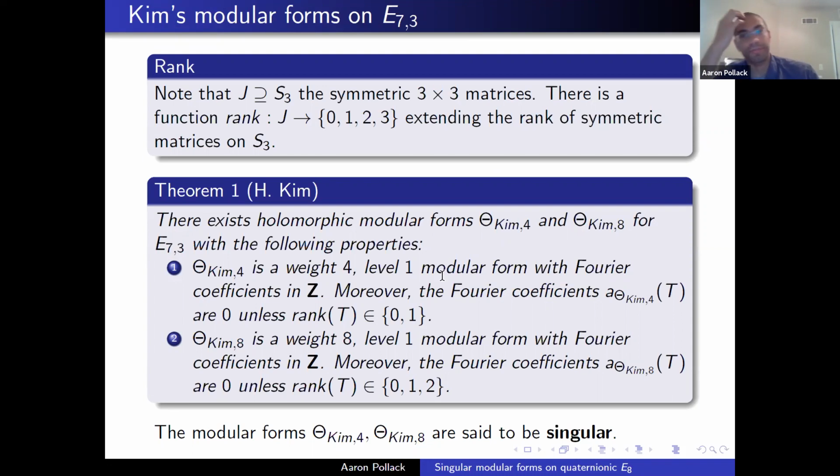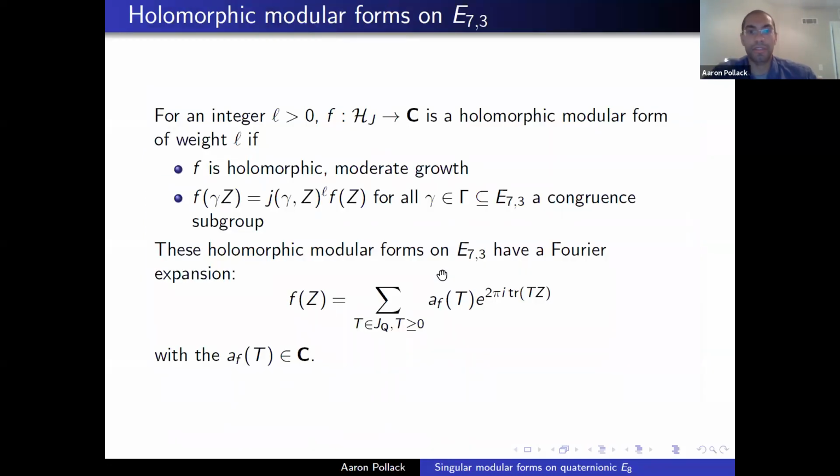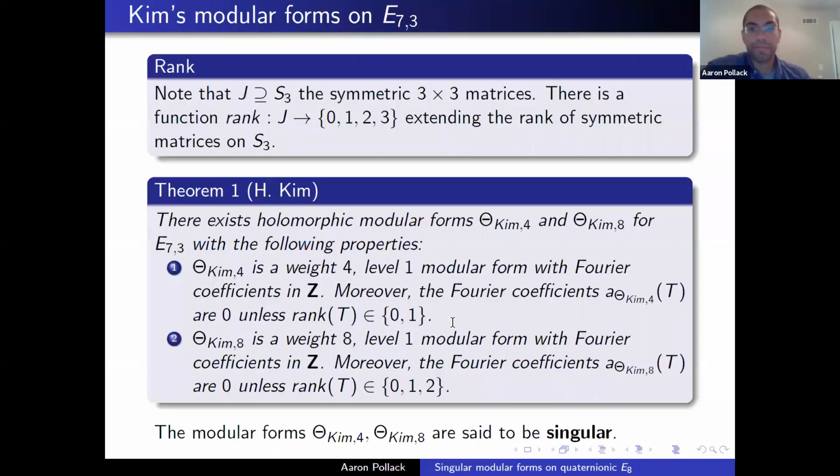So here's Kim's result. There are holomorphic modular forms, which I've called theta Kim 4 and theta Kim 8, on E7-3 with the following properties. So theta Kim 4 is a weight 4 level 1 modular form with integer Fourier coefficients. So all of these a_F of T's are integers. And moreover, the Fourier coefficients are 0 unless the rank of T is 0 or 1. And then there's a similar result for a weight 8 modular form.